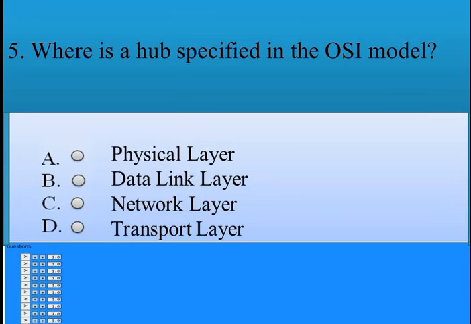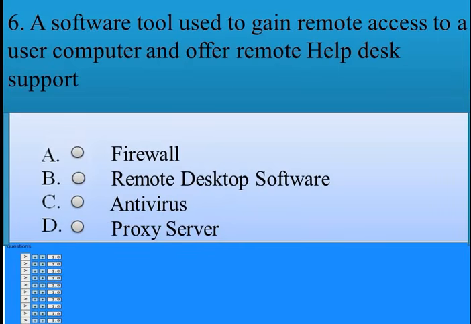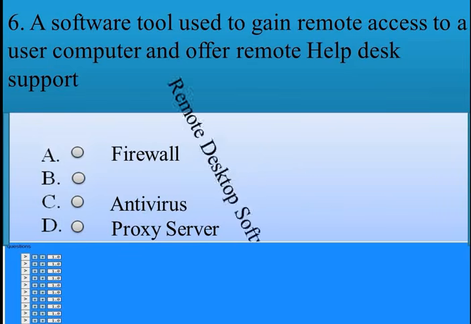Physical layer. Question number 6. A software tool used to gain remote access to a user computer and for office remote help desk support. A. Firewall, B. Remote desktop, C. Antivirus, D. Proxy server. The correct answer is B.